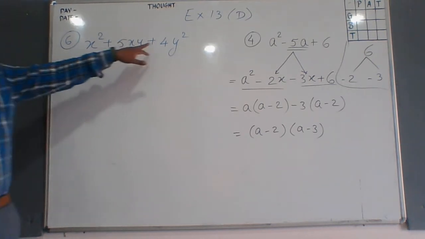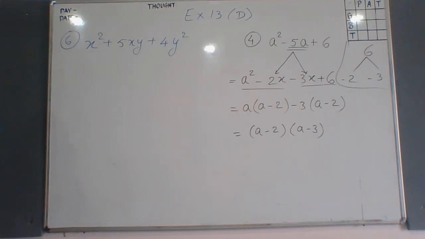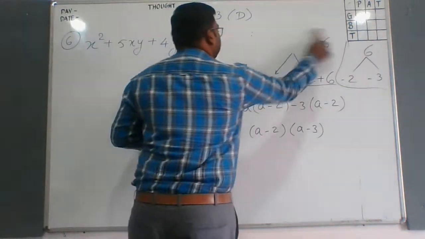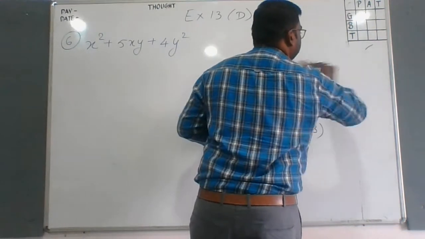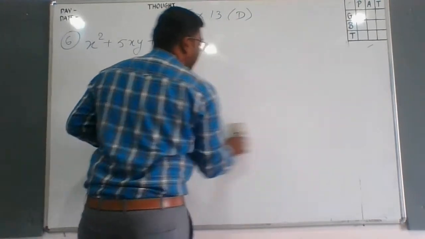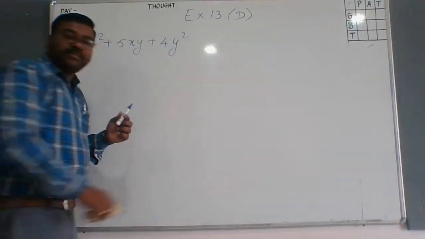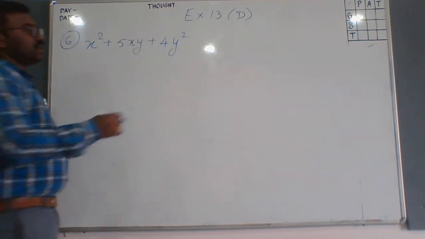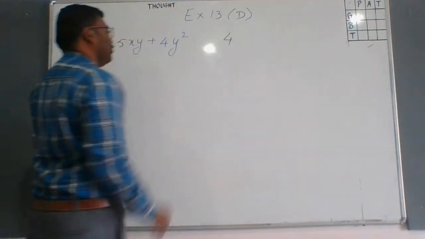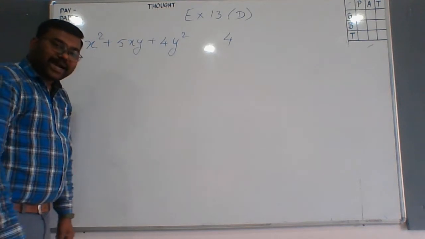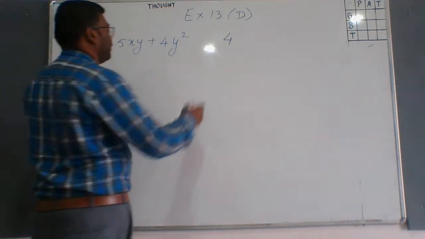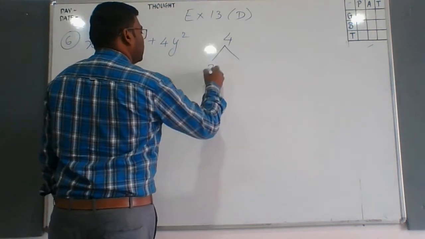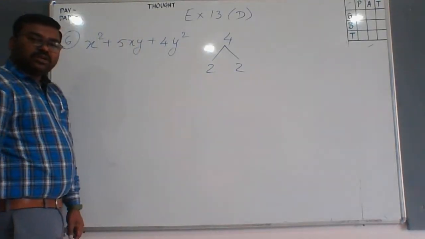Multiplication of first and the last. We will think about the numbers only. Okay. So multiplication of first: nothing is there, that means 1 is there as the coefficient of the square term. So 1 multiplied by 4 gives us 4. Correct? Now factors of 4 that we are getting 5. So the possible factors are 2 and 2, which make 4.